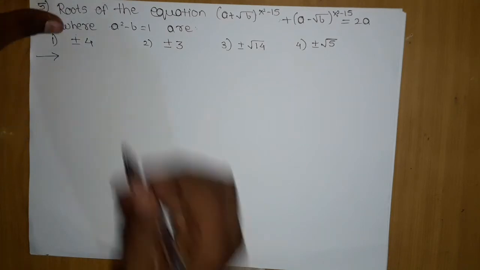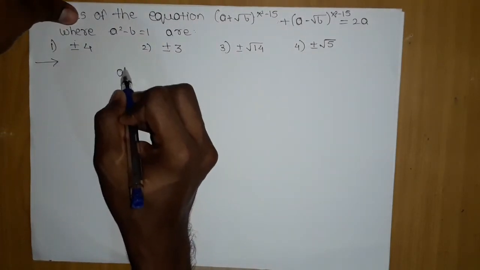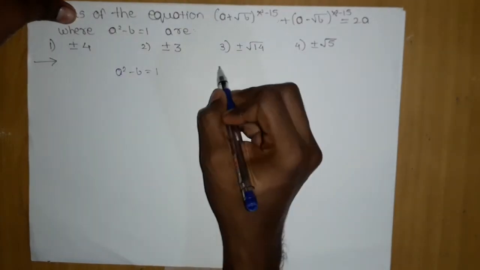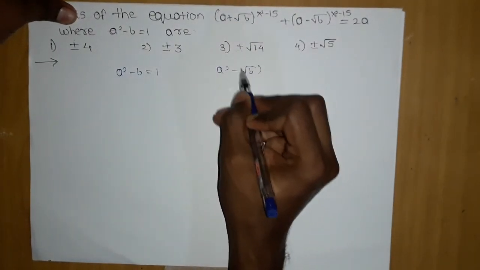So how can we develop a relation between these? Yes, through this. Listen, what we can do: it has a square minus b equals 1. We can write it like this, the whole square.